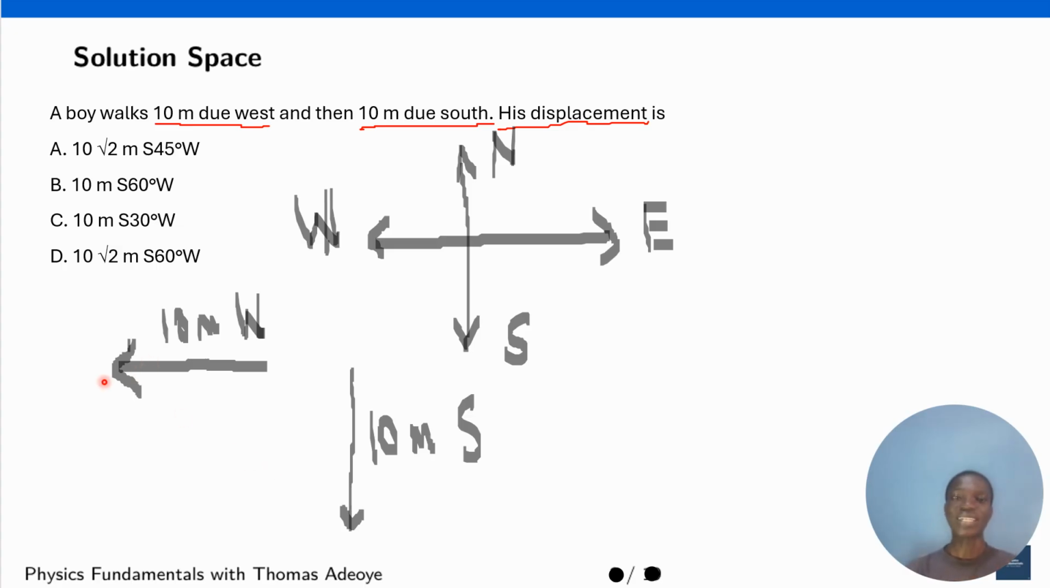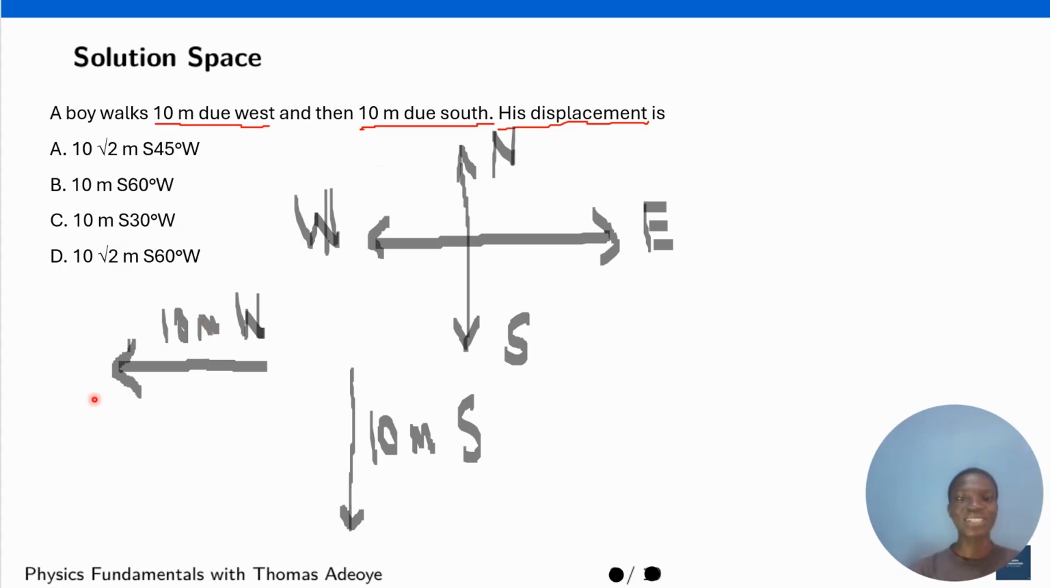If you have two vectors like this and this, and you want to find the displacement, in other words, the resultant, one of the ways of adding vectors together is using the tail to tail method, which I'm going to use now. What is the tail to tail method all about? It means you place the tail of one vector with the tail of the other. Is that taking? You place the tail of one vector with the tail of the other.